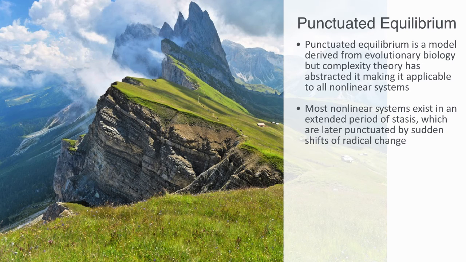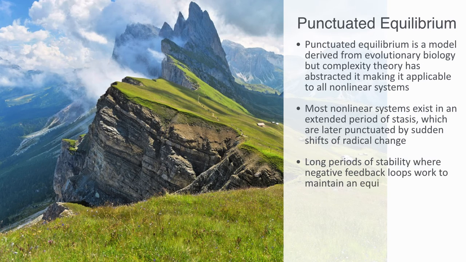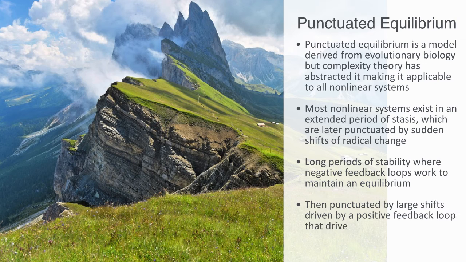Ecosystems may be characterized by long periods of stability, where negative feedback loops work to maintain an equilibrium, holding them within a well-structured homeostatic state. This is then punctuated by large, though less frequent, shifts, driven by a positive feedback loop that drives the system far from equilibrium and out of its current homeostatic regime.